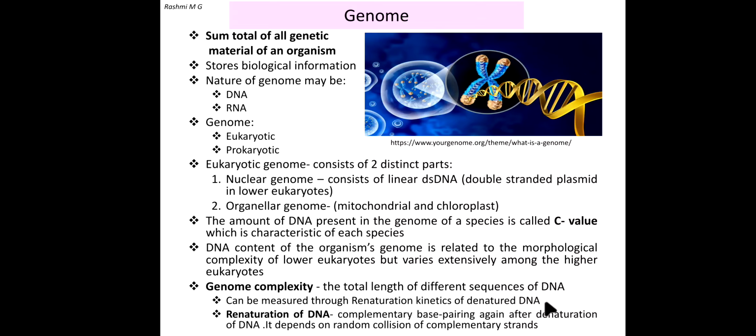What happens in renaturation? It is the complementary base pairing again after denaturation of DNA. Denaturation is separating the two strands. Renaturation means complementary base pairing happens again. Here you can see complementary base pairing between two strands. Denaturation means these two strands are separated. After denaturation, the DNA is subjected to renaturation, where base pairing happens again to form the helical structure.